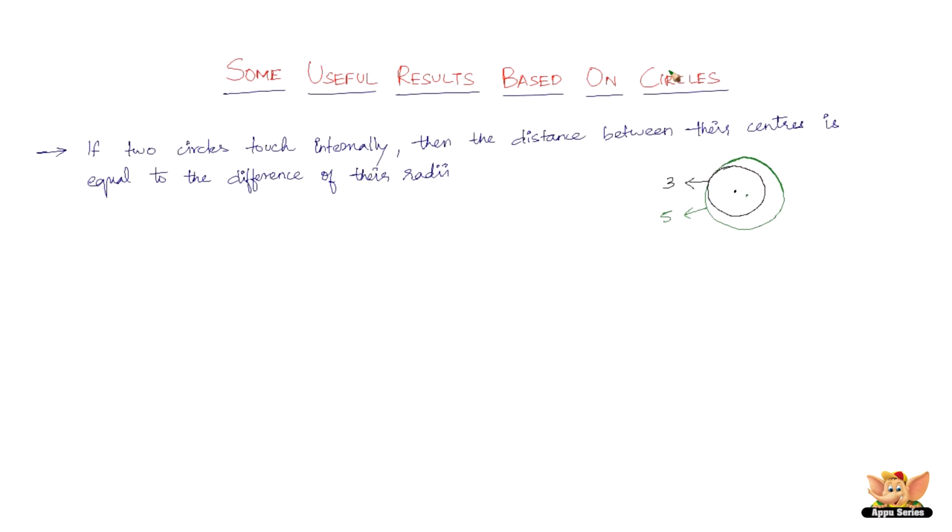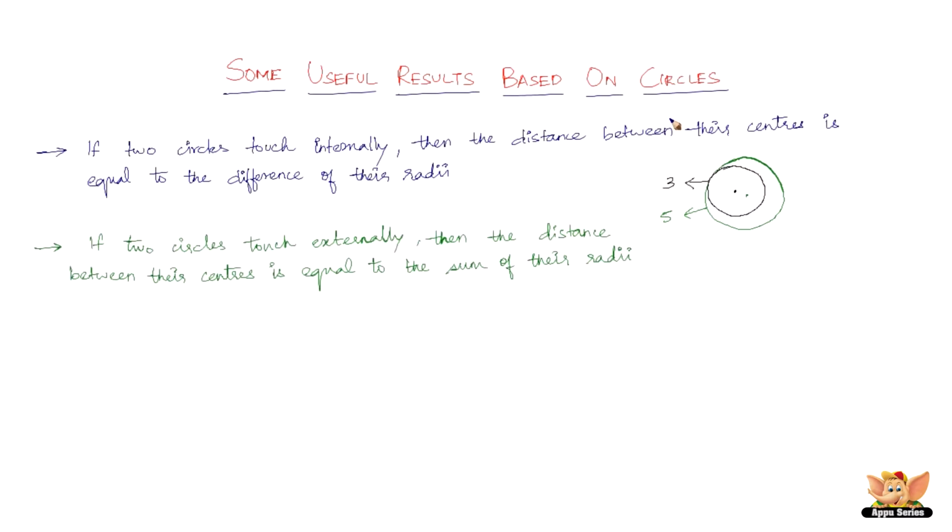So let's look into another result. Here we are with another result which reads like this. If two circles touch externally, well, here we did some internal stuff, here it's external touching, then the distance between their centers is equal to the sum of their radii. Now this is a much simpler result than this one because it is pretty evident from what it reads itself.